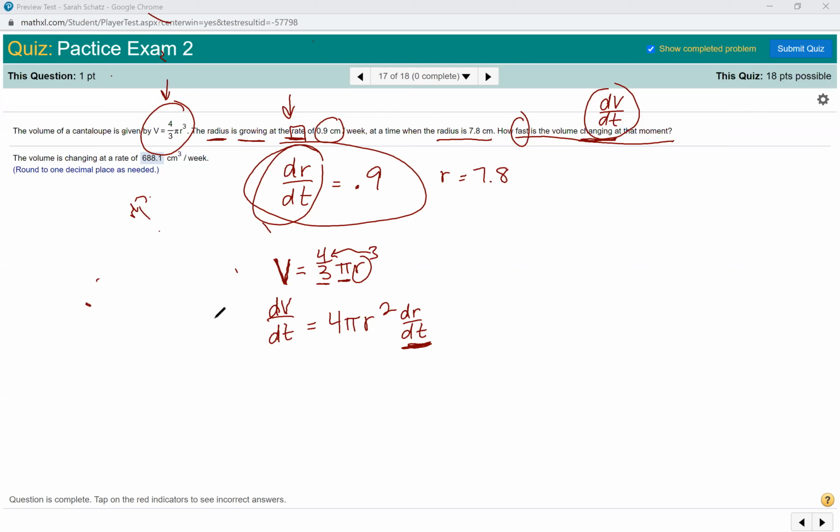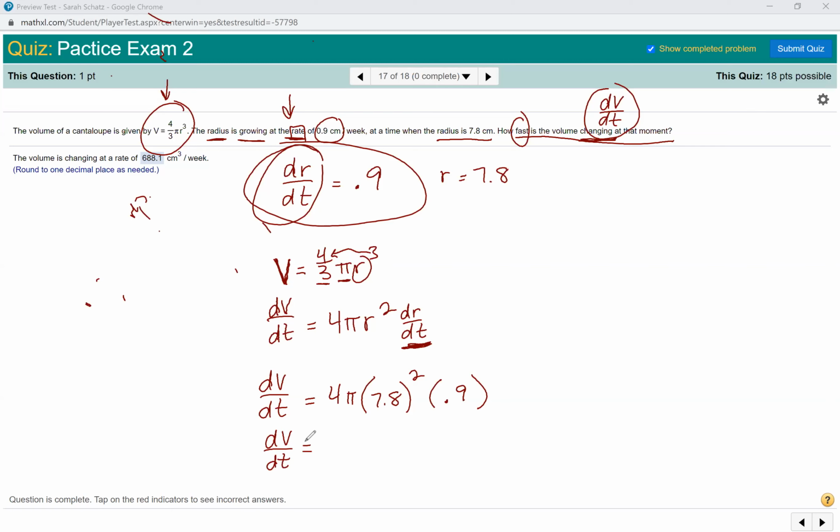But once you actually have the derivative, now is the time to put in the information that they give you. So we don't know dv/dt, that's what we're looking for. So dv/dt equals 4 pi. Go ahead and put your r of 7.8 in here. So times 7.8 squared times the dr/dt they gave you, 0.9. And then from there, it's just doing the math, right? Make sure you square the 7.8 first, or whatever your number happens to be. It'll be a little different, surely.